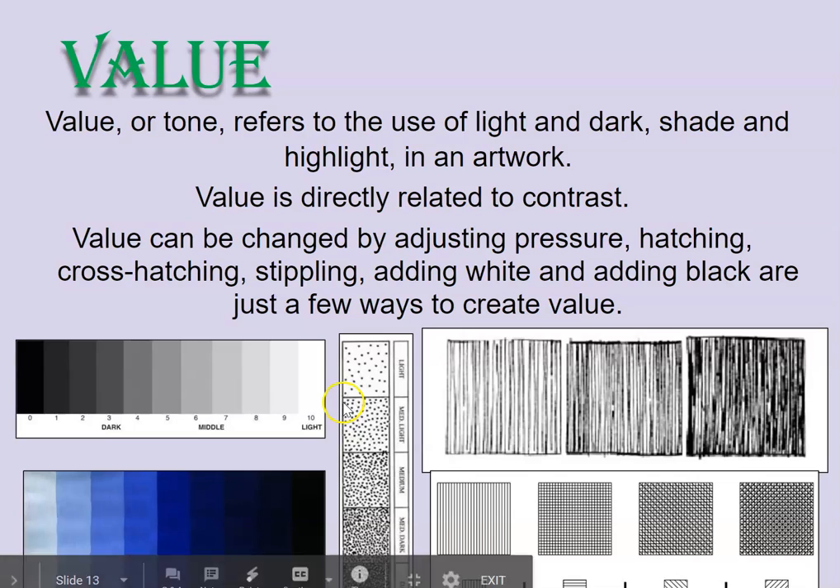Stippling is adding dots. Once again, just like the hatched lines, with stippling, the farther apart dots are, the lighter the value. The more dots that you add and the closer together they are, it starts to fill the space and the value becomes darker.